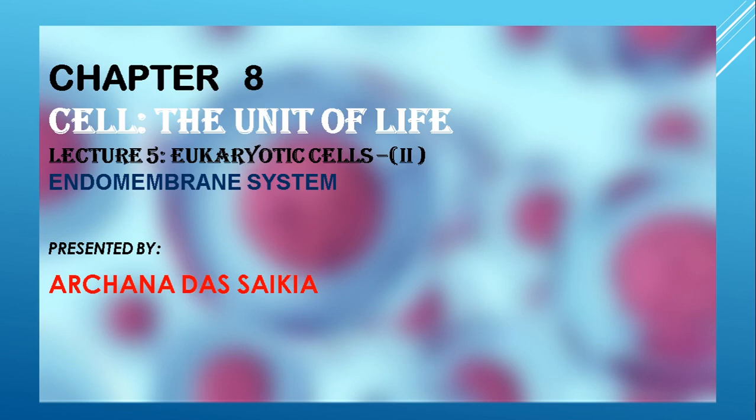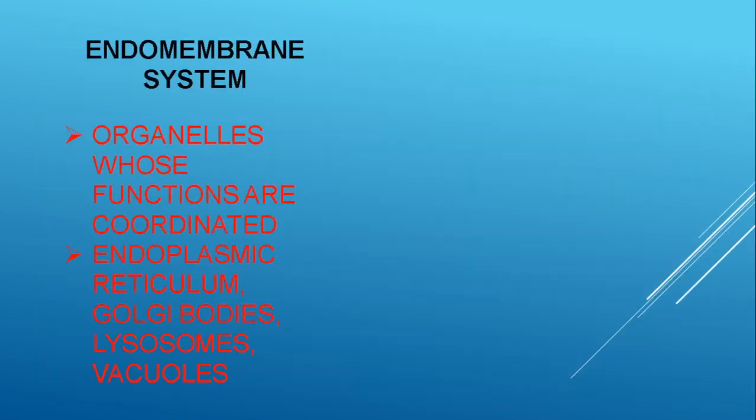Now, what are endomembrane systems within the cell? Let us talk about it. Endomembrane systems include those cell organelles, that is, the structures inside the cell, whose functions are coordinated. There are four such cell organelles inside the cell, located within the cytoplasm, whose functions are coordinated.